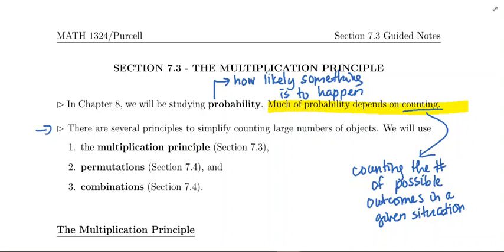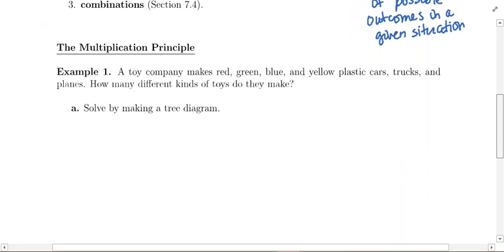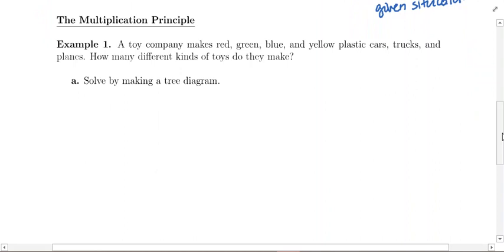All right. So in section 7.3, we're going to focus on the multiplication principle. And then when we move on to section 7.4, we will take a look at both permutations and combinations. Again, these are just counting techniques, and you will use them in Chapter 8 when you get to probability. All right. So before I tell you exactly what the multiplication principle is, let's do an example.